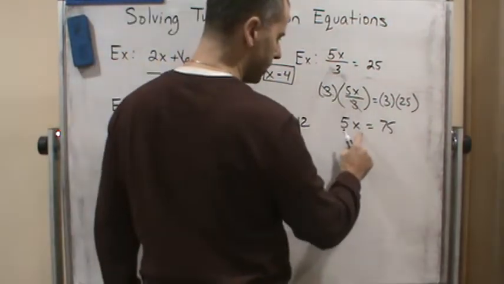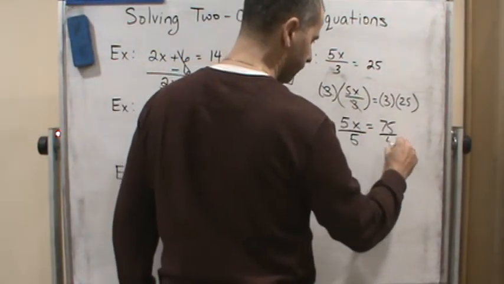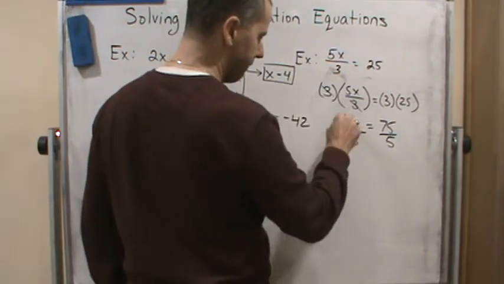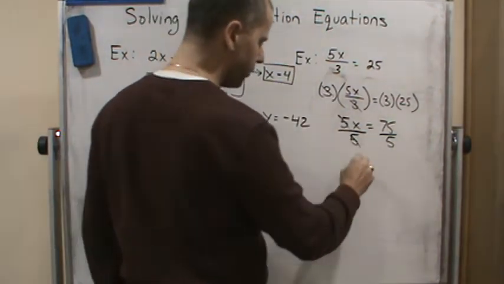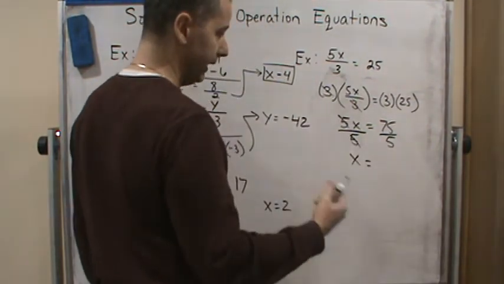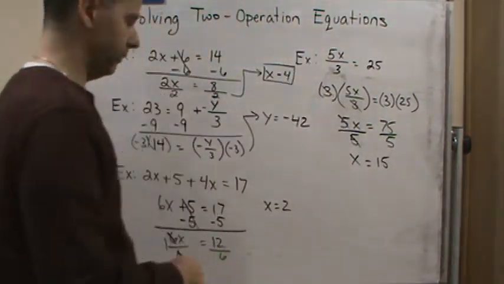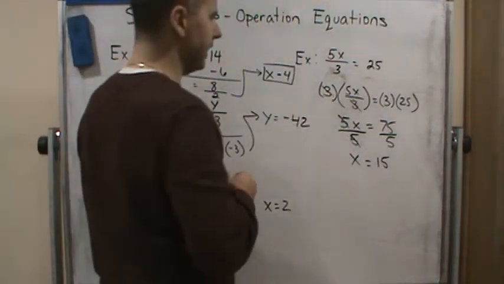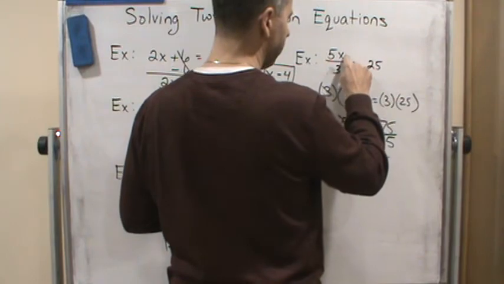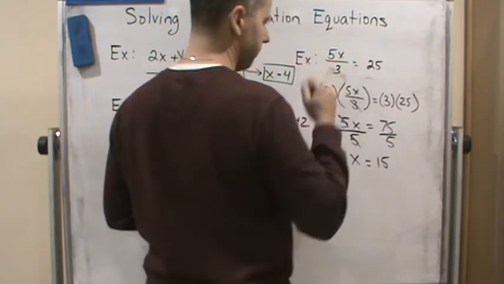Now, since I'm multiplying here by 5, I'm going to divide both sides by 5. And so 5 divided by 5 is 1. And so that gives me x. And then 75 divided by 5 is 15. And so x equals 15. And again, if you put in 15, 15 divided by 3 is 5. 5 times 5 is 25.